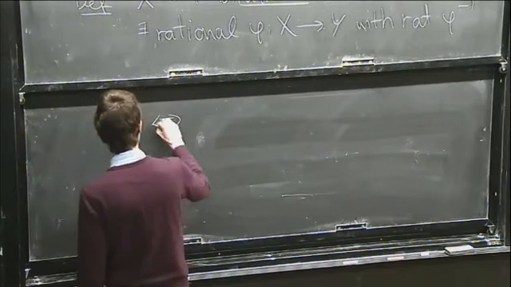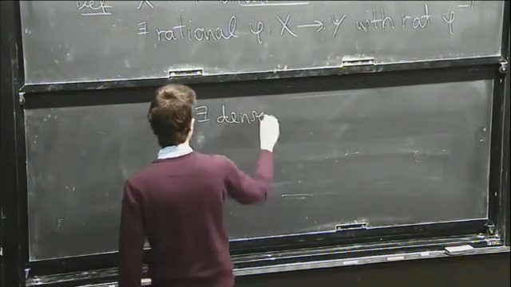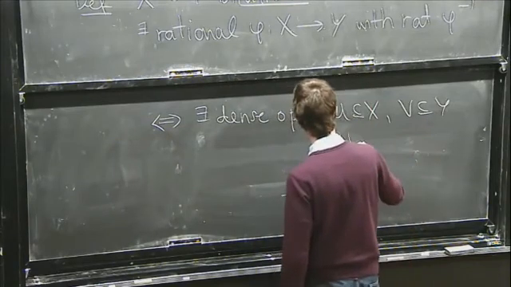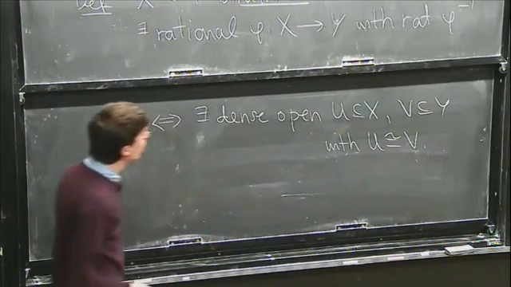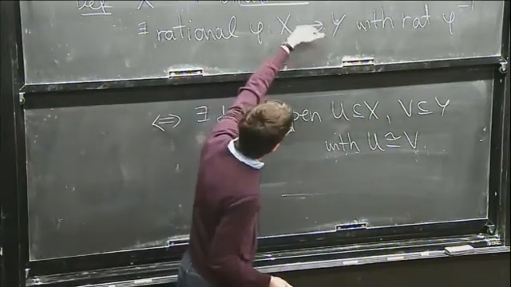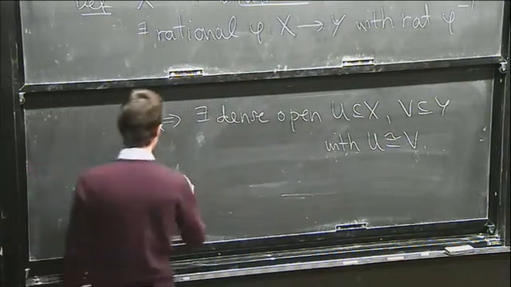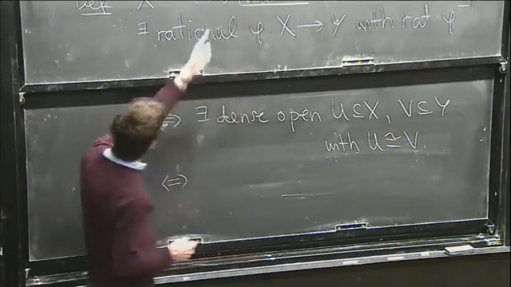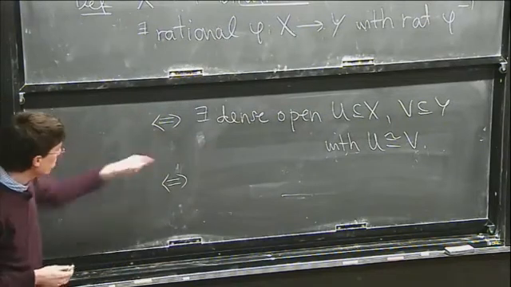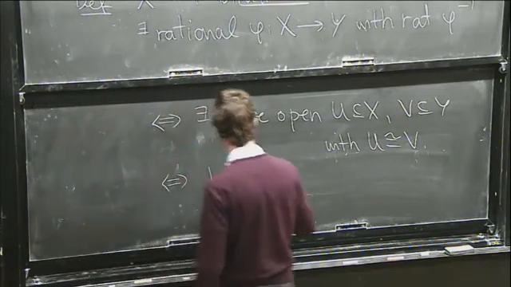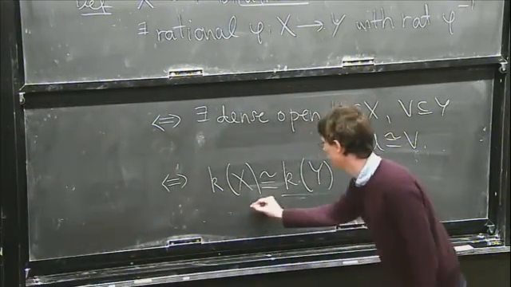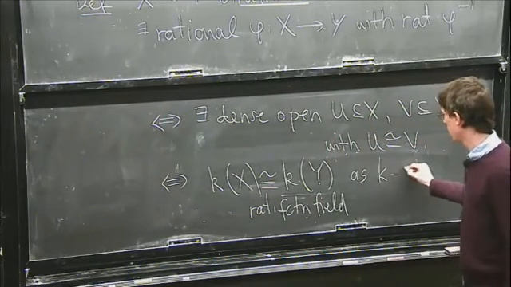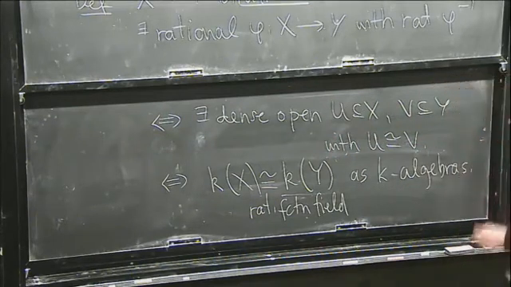This is equivalent to saying that the two varieties have dense open sets that are isomorphic, right? So like here you just restrict to certain subsets where this phi and phi inverse give you isomorphisms. And you can also state this in terms of just field theory. So for each of these, X and Y, since they are irreducible, you have the field of rational functions. And this condition is equivalent to saying that the rational function fields are isomorphic, as K-algebras.